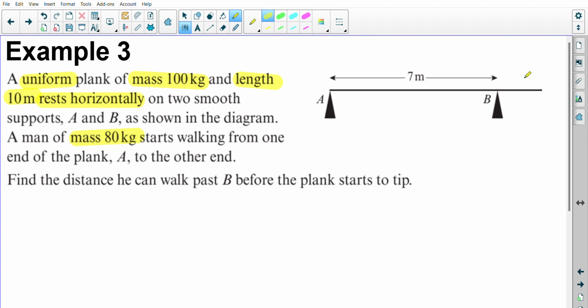Okay, so I'd be drawing the man past B, and think about which support is going to become redundant then if it's at the point of tilting this plank. Alright, see if you can have a go at that question. And then that will be the end of the video.